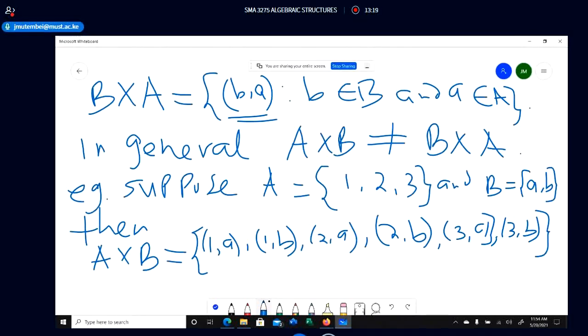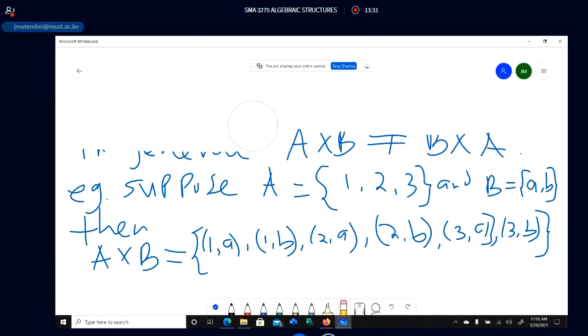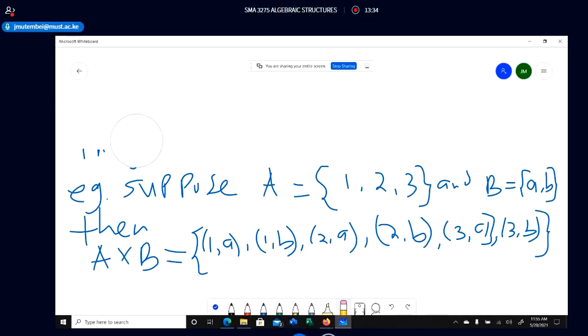You can see throughout all the pairs, the first element is from set A and the second is from set B. But now, if, for example, we reverse that, to obtain the Cartesian product of B cross A. So B cross A will be the collection of these points. The first element in the pairs will come from B, and the second will come from A. So we shall have points of this kind.